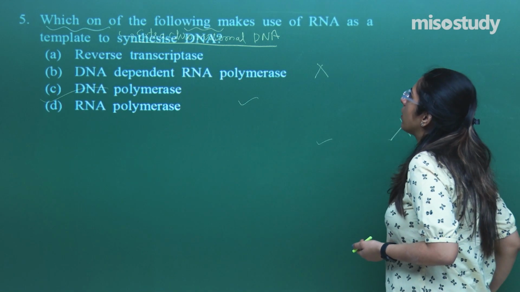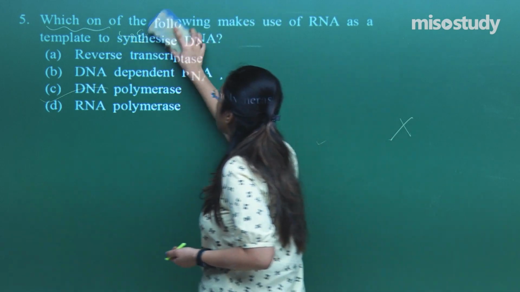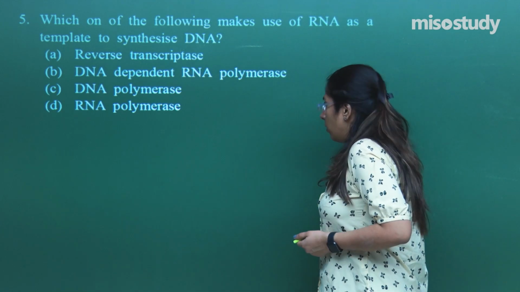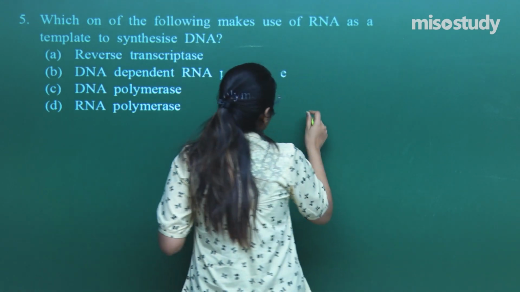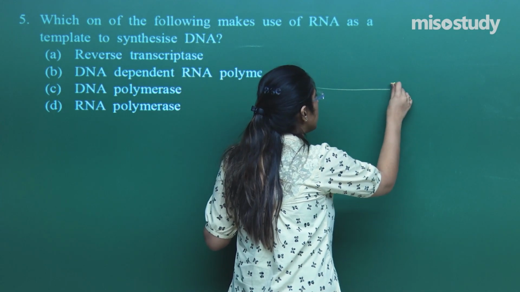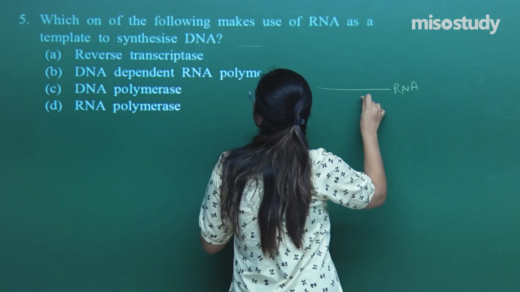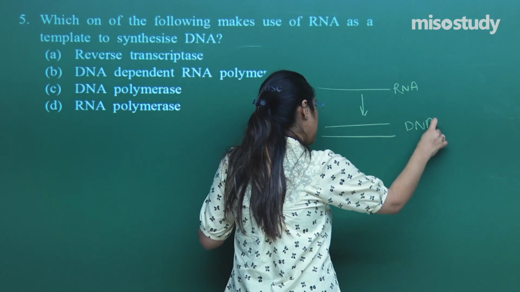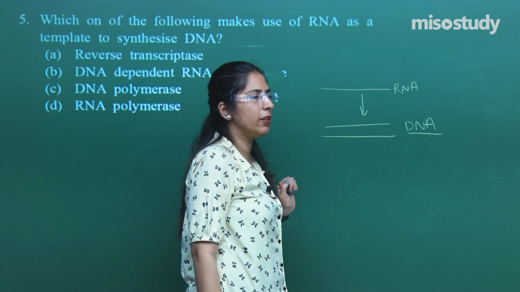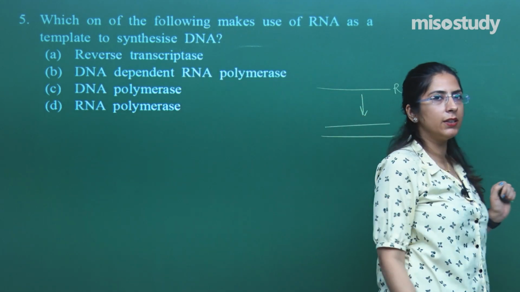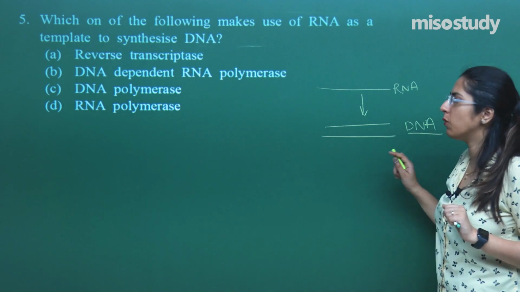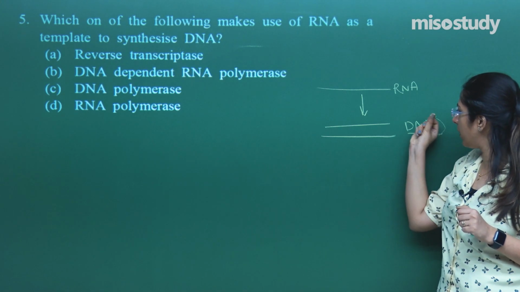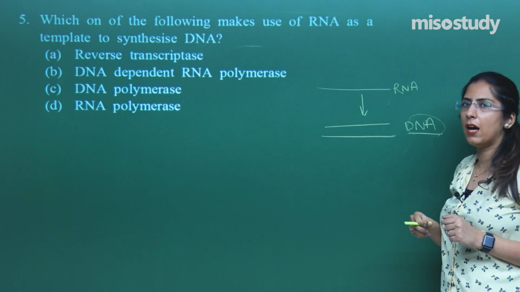Which one of the following enzymes uses RNA as a template for the synthesis of DNA? So the question is saying I have to look for that enzyme. Suppose this is an RNA and that RNA is converted into DNA. When I have to convert DNA into RNA, I know that what I need is a polymerase. That polymerase acts on this DNA and converts it into RNA.